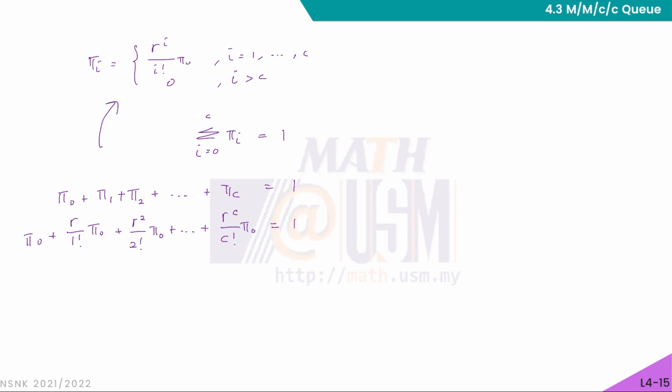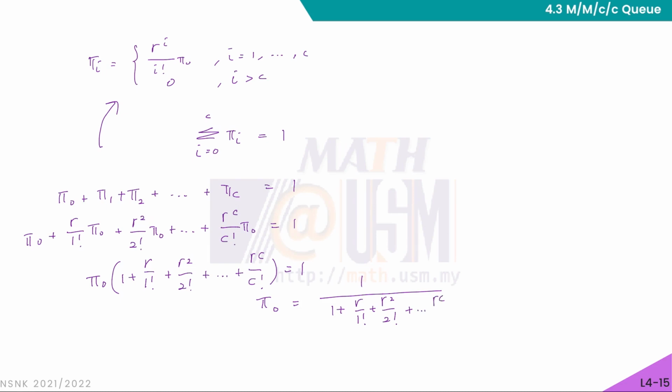Okay, so let us factorize pi naught. You are left with 1 plus R over 1 factorial plus R squared over 2 factorial up until R to the power of C over C factorial equals to 1, which gives you pi naught equals to 1 over 1 plus R over 1 factorial plus R squared over 2 factorial until R to the power of C over C factorial.